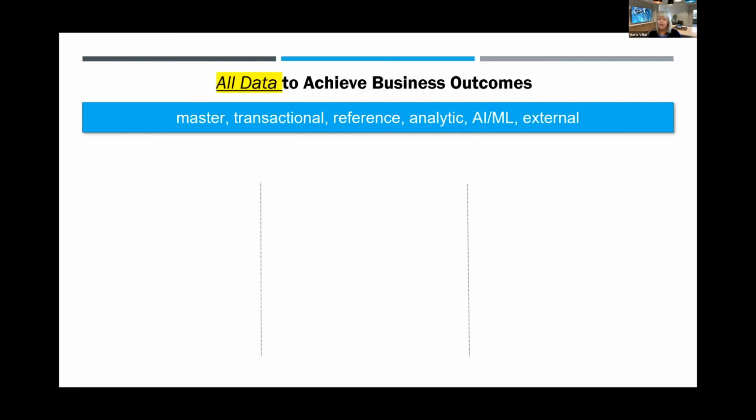So what is a business outcome data strategy and how is it different? Well, first of all, it addresses all data that you need to achieve the business outcomes. Again, it's still focused, because it's focused on outcomes that matter. So you're not talking about all data for everything. You're focused on those outcomes that matter. And that means the master data, the transactional, the reference data, the analytic data, the data that you need for AI or ML, or the external data that you're going to need.